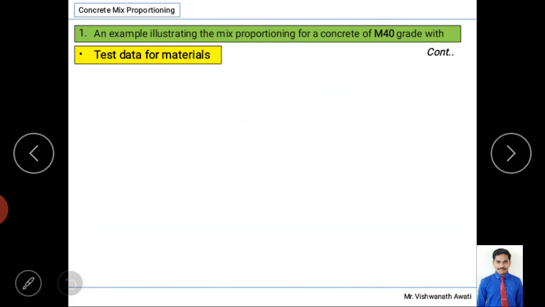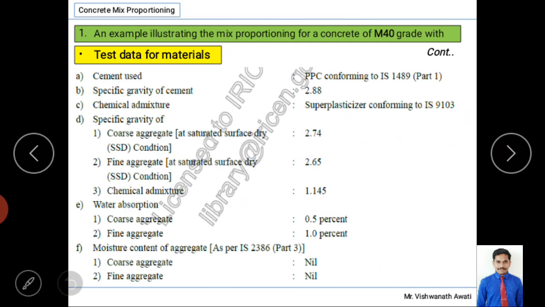So next data they will give is related to test data of materials. In this you can see cement used is PCC, right? Then specific gravity of cement 2.88, chemical admixtures, superplasticizer, specific gravity of coarse aggregate 2.74, fine aggregate 2.65, chemical admixtures 1.145, water absorption, coarse aggregate 0.5%, fine aggregate 1%, moisture content of aggregate, right? So here it is coarse aggregate nil, fine aggregate nil, means it is a dry condition.